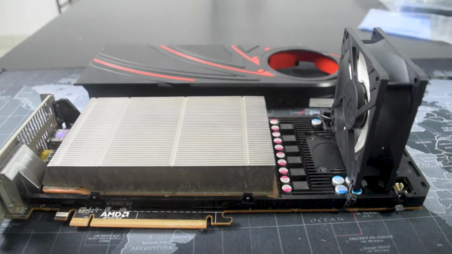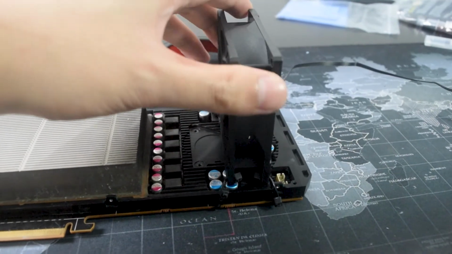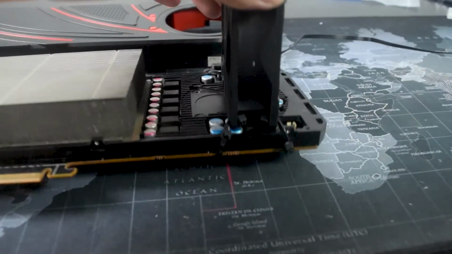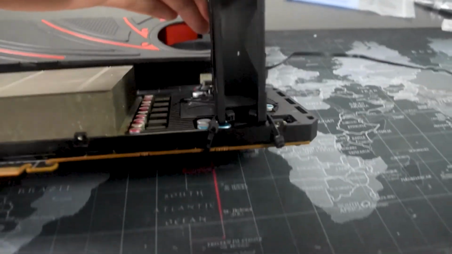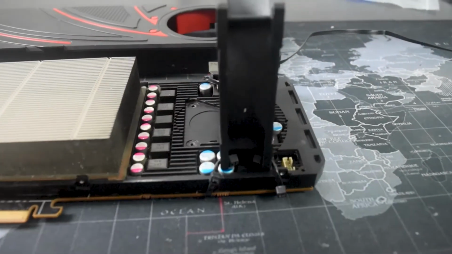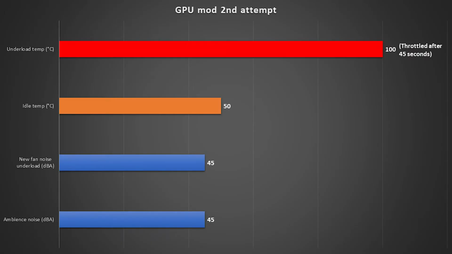On the second attempt of the GPU modifications, I removed the GPU case and attached the fan vertically. With the GPU case removed, the heat should be efficiently moved away from the heatsink, or so I thought. Let's look at the result. Although the idle temperature is improved from 60 degrees to 50 degrees Celsius, the GPU still generates a lot of heat during the GPU stress test and throttles after about 45 seconds.